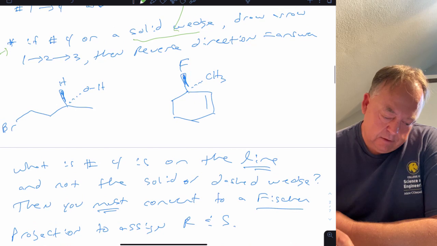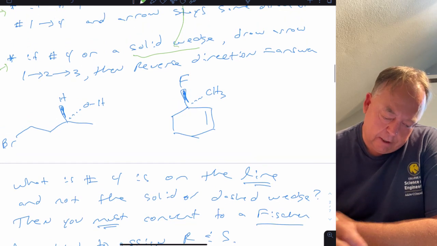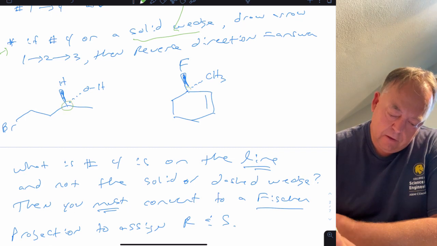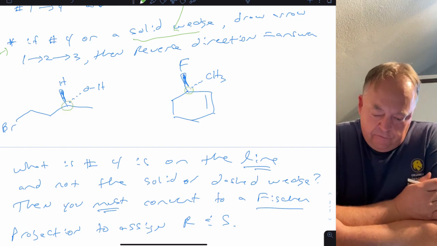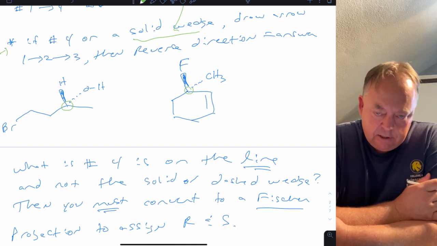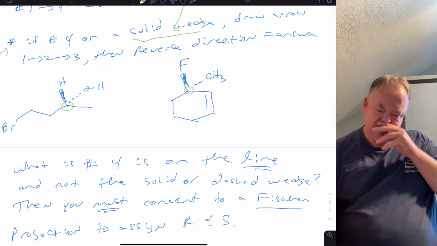Okay, so let's try these two. They both have a chiral carbon right there. See if you can figure out if they're R or S. If you want, pause the video for a minute and assign stereochemistry, and then I'll do it for you, and you can see if you got the right answer or not.